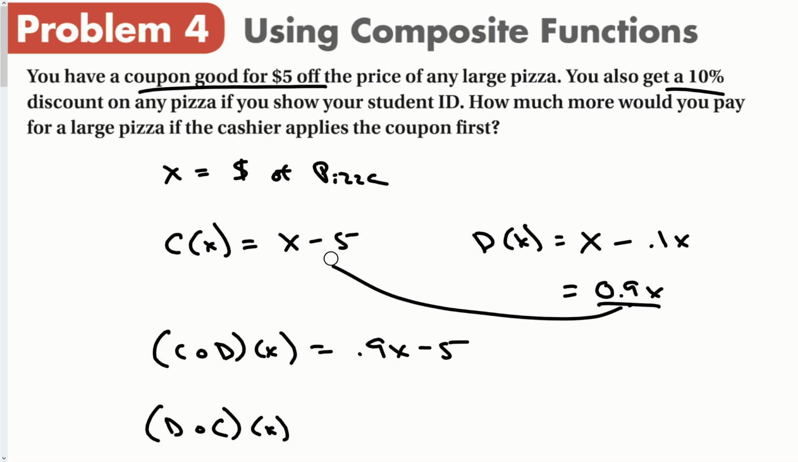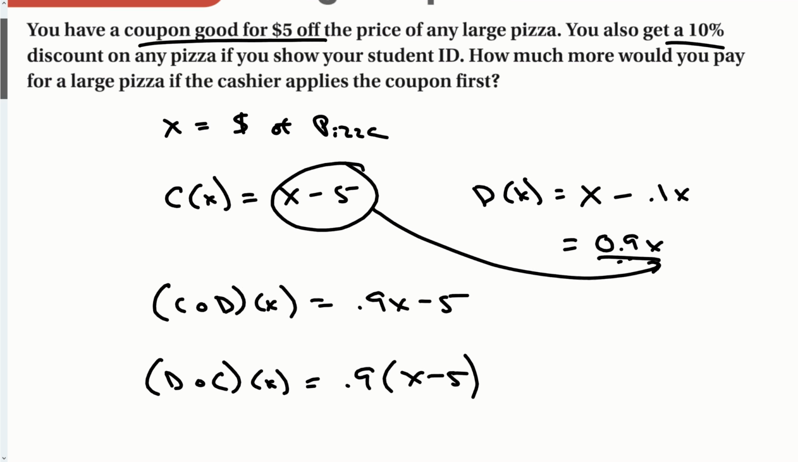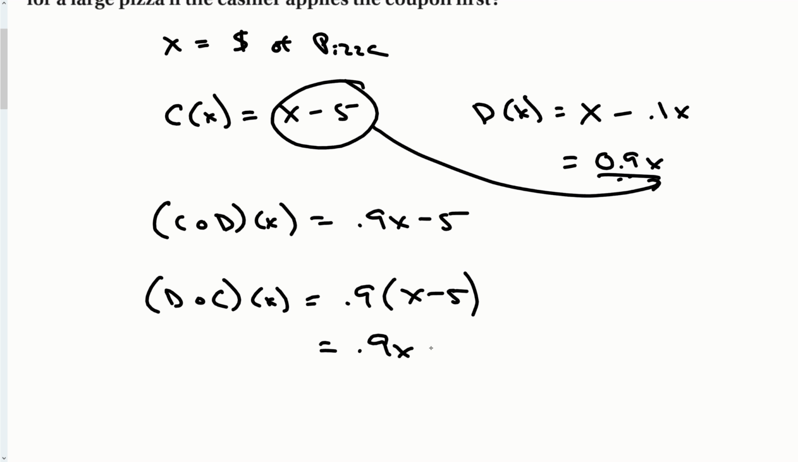Now we're going to go the other way. We put the coupon function into the discount function. That gives me 0.9 times, where I replace the x with the c function, x minus 5. Now, when we do this, we get 0.9x minus 4.5. So clearly, no matter what the pizza price starts at, you're going to have to pay 50 cents more, 4.50 versus $5, if you do the coupon first.